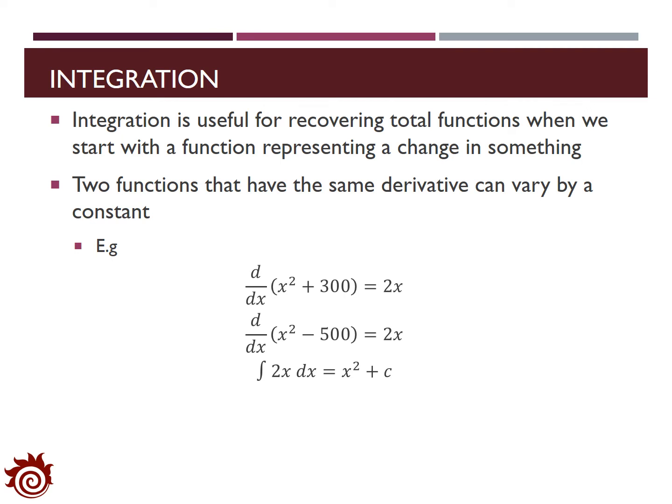Integration is useful for recovering total functions when we start with a function representing a change in something. That means two functions that have the same derivative can vary by a constant. For example, the derivative of x squared plus 300 is 2x. The derivative of x squared minus 500 is also 2x. With integration of 2x, we can get x squared plus a constant term little c, which can represent the two functions we listed here.